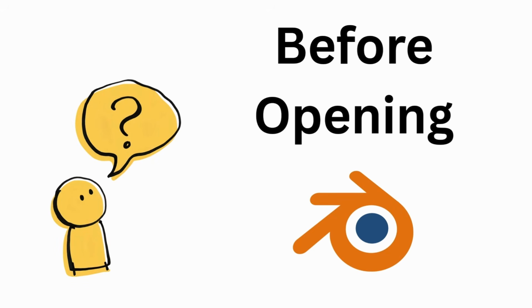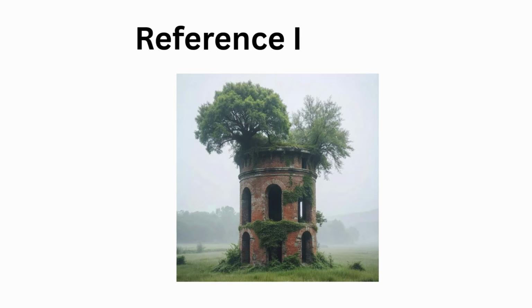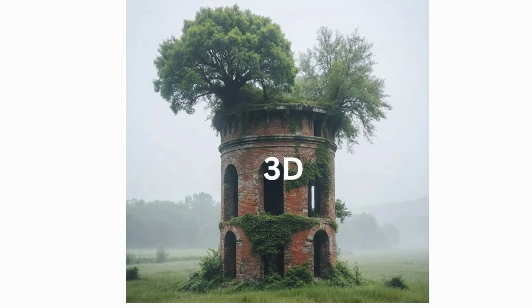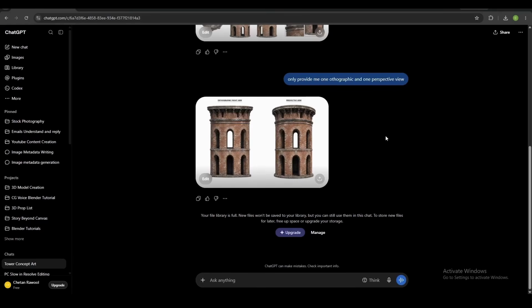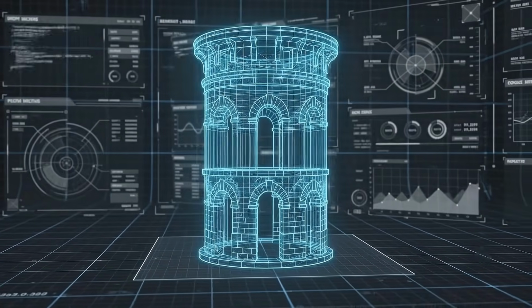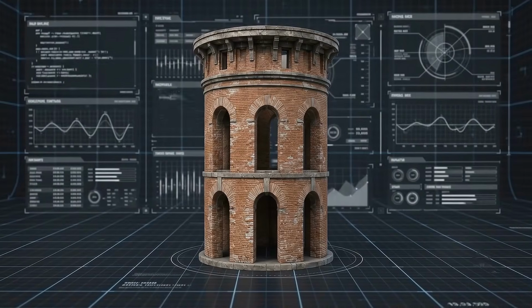The creation process for this 3D model started with an idea. Before opening Blender, I first searched for some reference images on Google, but sometimes a single 2D reference image isn't enough to understand how a complicated object is constructed in 3D. So I use ChatGPT to create a more detailed concept based on my idea. And from here, you can take the process one step further by converting your concept into a 3D model.